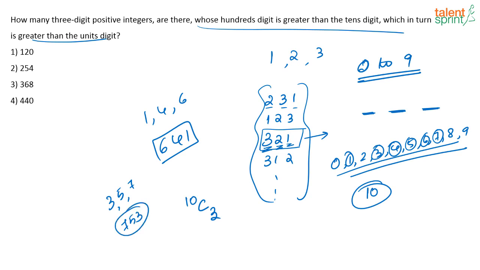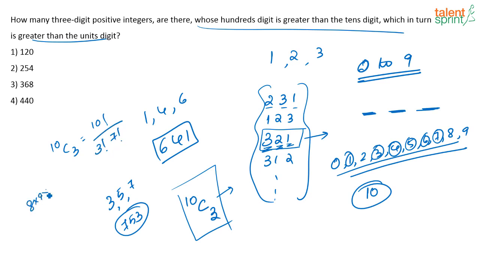So, how many such numbers will there be in total? 10C3 such numbers will be there, because 10C3 refers to in how many ways I can select 3 numbers out of these 10 numbers, which will be forming the 3 digits. So, what will be your answer? 10C3. What is 10C3? 10 factorial by 3 factorial into (10 minus 3), that is 7 factorial. So, 8 into 9 into 10 by 1 into 2 into 3.